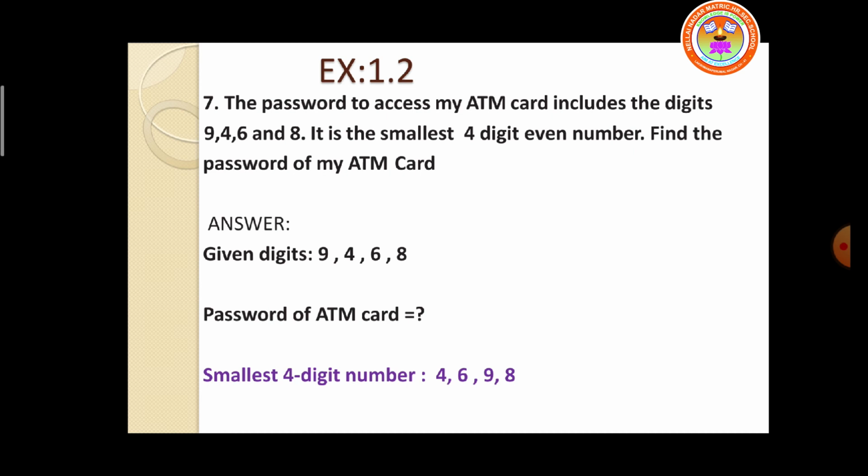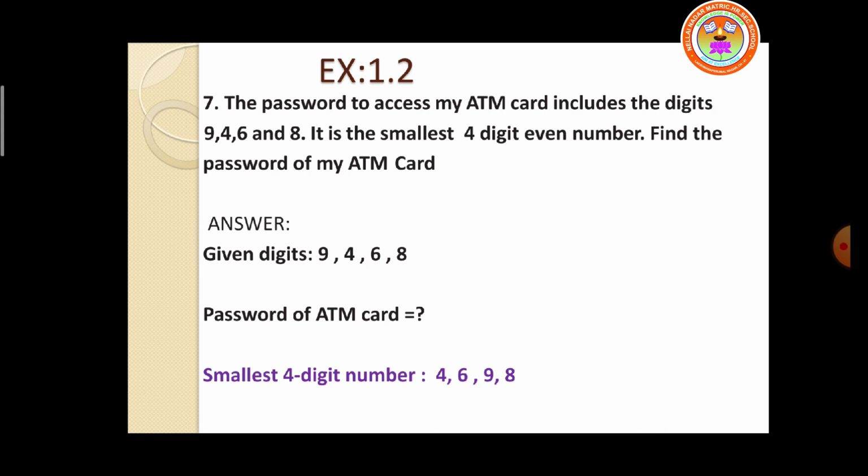Why have I written 9 in the third place? Can anybody guess? Because of the hint they have given, it is the smallest 4-digit even number. Just recall the concept of even number. Here the even numbers are 8, 4 and 6 also. It is the smallest number, so I have written 4 and 6. Then I want to write 8 only.